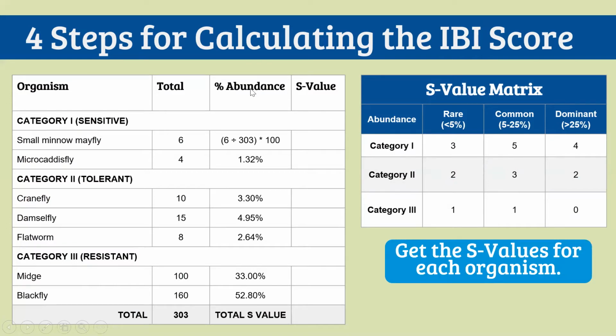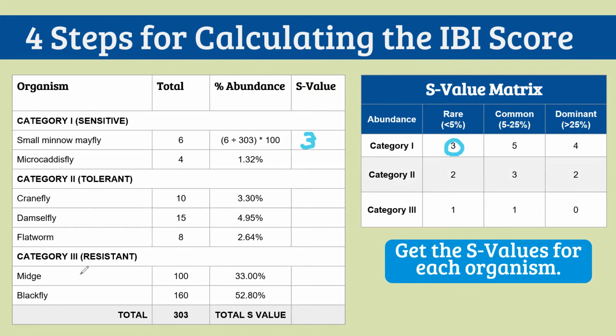Next, we use the percent abundance to determine if the population or the sample of those organisms are rare, common, or dominant. In our example of small minnow mayfly, 6 divided by 303 times 100 is 1.98%. So about 2%, which is less than 5%. So I go to this column, less than 5%. The small minnow mayfly is a category 1 organism. So that means that the S value for the small minnow mayfly is 3.